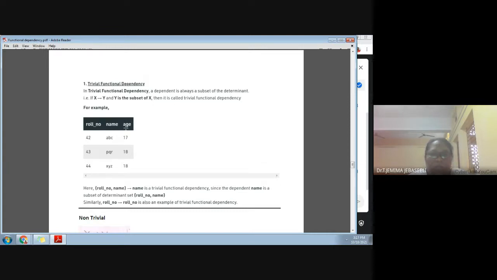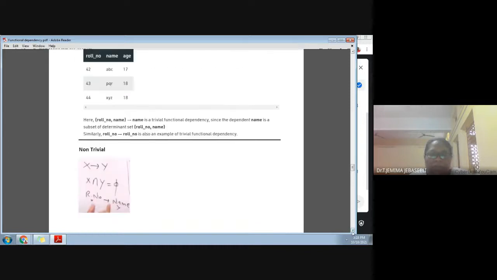See here, roll number, name, age. When you take roll number and name as X, and when you map with the name, you can find out the roll number, everything is unique. So definitely it is a fully functional dependency. And when you take roll number to roll number, roll number alone, that is also a trivial functional dependency. There are no duplicates, right? So when such a relationship is found in a particular table, then it is called trivial functional dependency.